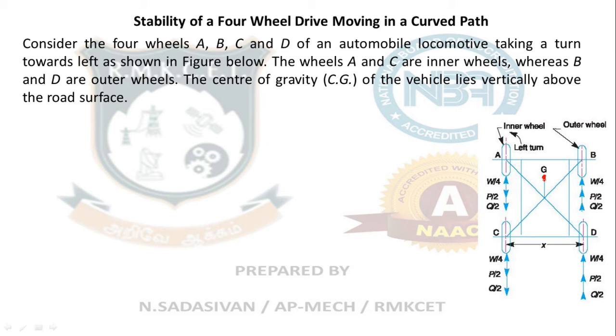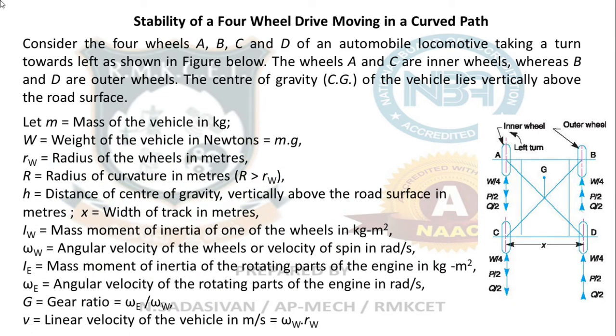Okay, so that is the concept of lowering the center of gravity. Now let us see what are all the terms used in this derivation. Let m be the mass of the vehicle in kilograms. The entire car mass is small m, and that weight, mass into gravity, is W. Wheel radius, small r_w, is the radius of each wheel, and we will assume that all the four wheels have the same radius, which is most probably the case.